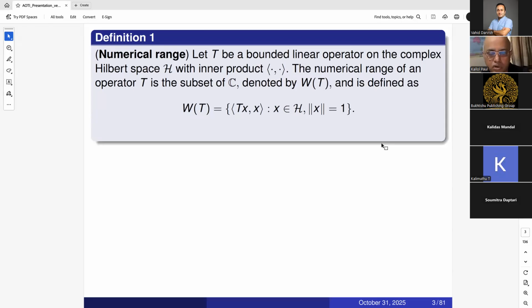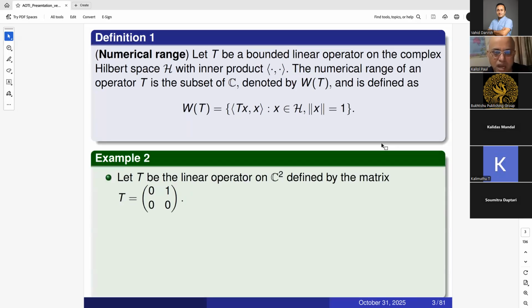If you take any bounded linear operator T on a complex Hilbert space H, then the numerical range is nothing but the mapping from the unit sphere of the Hilbert space H to the scalar field, where X goes to the inner product ⟨TX, X⟩. So that is very standard notation of denoting it by W(T), and it's a collection of ⟨TX, X⟩, X belongs to H, norm X is equal to 1.